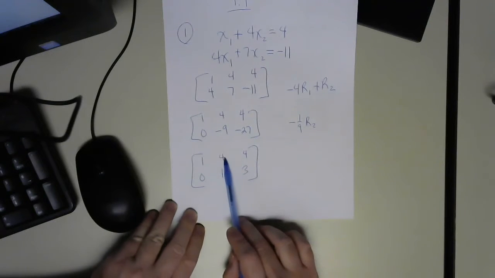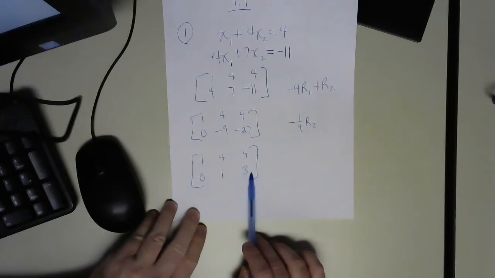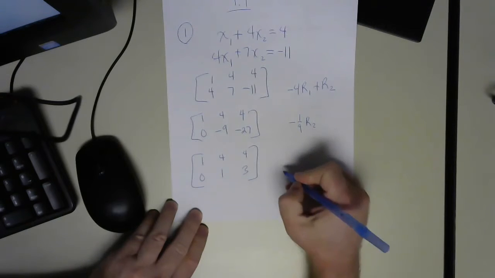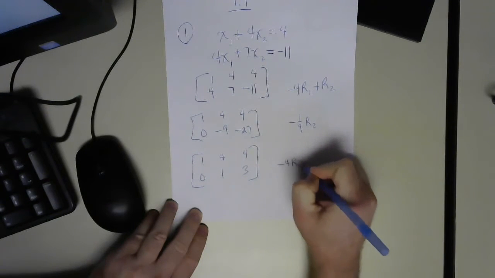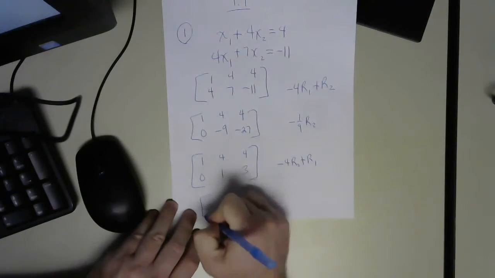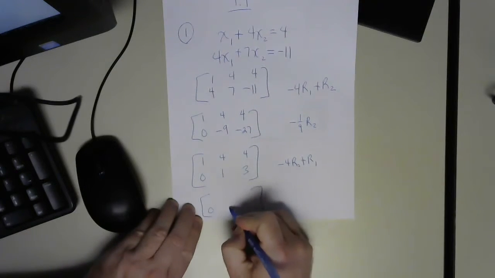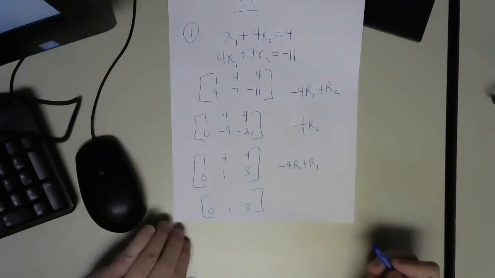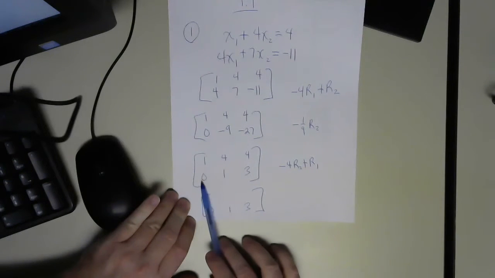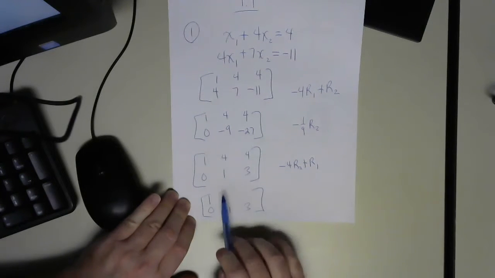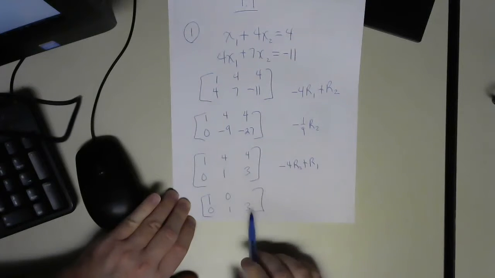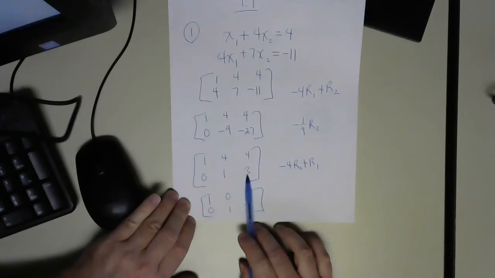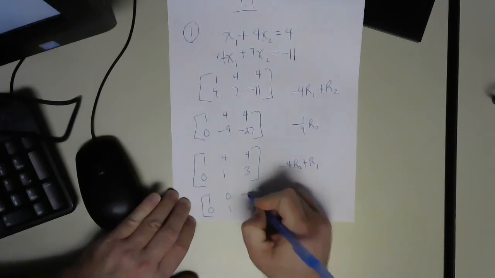Now I want to change this into a 0. So I'm going to multiply the second row by -4 and add it to the first row. I'm not going to change the second row at all. It's still 0, 1, 3. But this times -4 plus that is just a 1. This times -4 plus that is going to be a 0. This times -4 is -12, and if I add that to 4, I get -8.